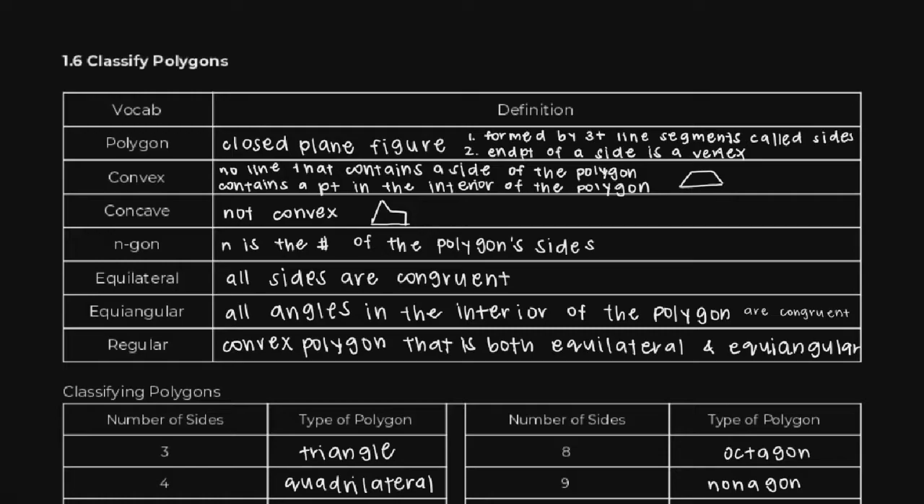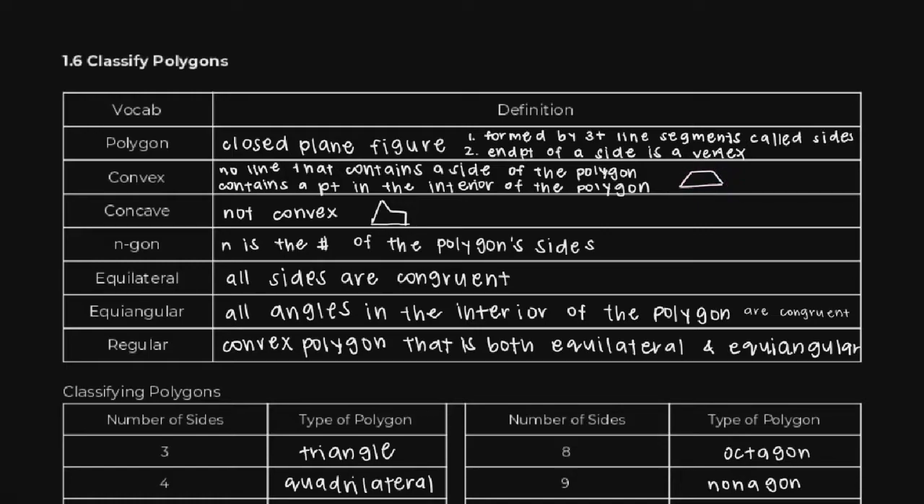Convex means that no line that contains a side of the polygon contains a point in the interior of the polygon. So to the right I have a trapezoid, and if we extend all of the lines, you can see that none of them will hit the interior of the trapezoid.